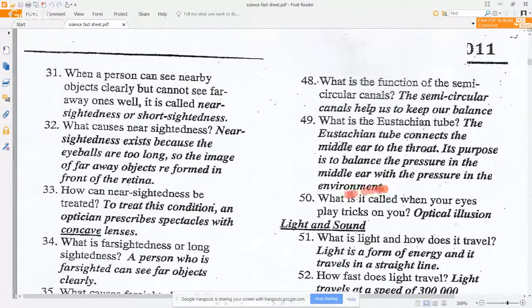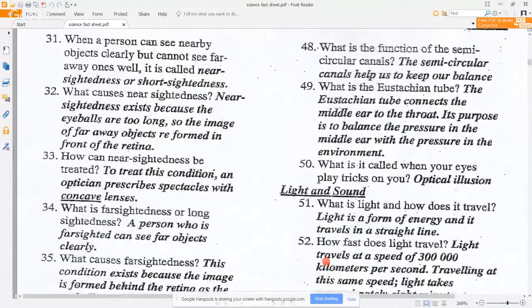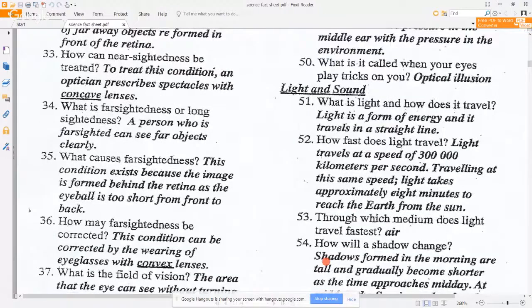All right. Number 50. What is it called when your eyes play tricks on you? An optical illusion. Next topic: light and sound. 51, what is light and how does it travel? Well, light is a form of energy and it travels in straight lines. 52, how fast does light travel? Light travels at a speed of 300,000 kilometers per second.